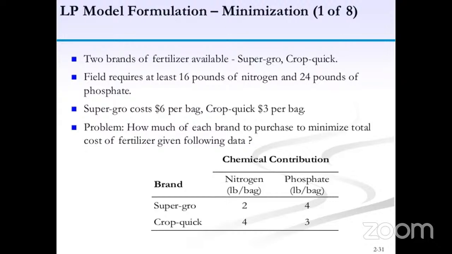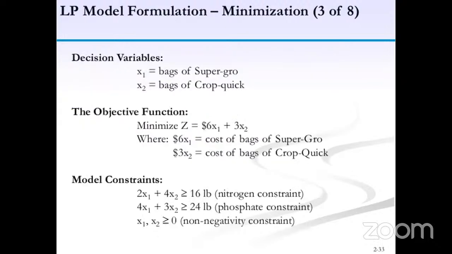Is the question clear to you? When a minimization question appears, it will be like this only. At least you need to use it. You can't use less than that. That is actually the point. So the decision variables, what are the decision variables? Super Grow and Crop Quick, upon which we want to reduce the cost. That is the objective, minimize it.